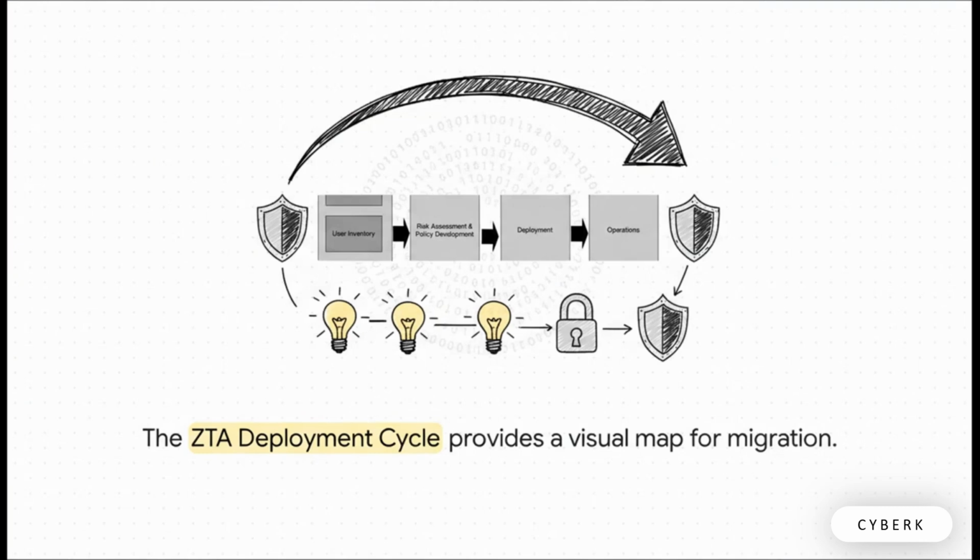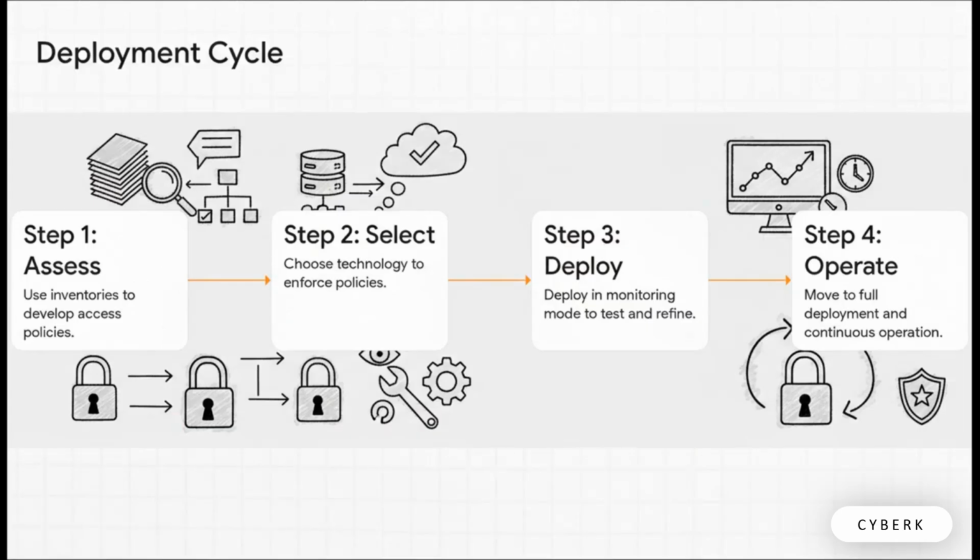Now, the official guidance gives us this deployment cycle. And yeah, it might look a little complex at first glance, but it's actually a really logical flow. It all starts with assessment, that homework we just talked about. And then it moves right through policy development, deployment, and operations, all with a constant feedback loop. Let's just simplify that diagram into 4 really clear actions. Step 1, you use your inventories to develop access policies. Step 2, you pick the right technology to actually enforce those policies. Step 3, and this is so important, you deploy in a monitoring-only mode at first. And finally, step 4, you move to full deployment and ongoing operations.